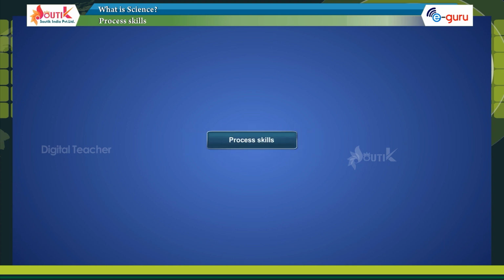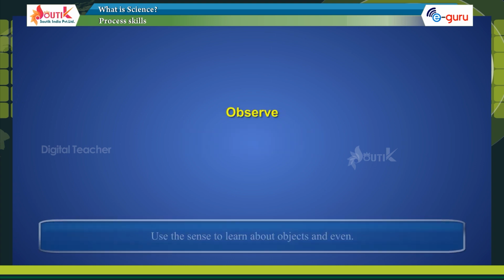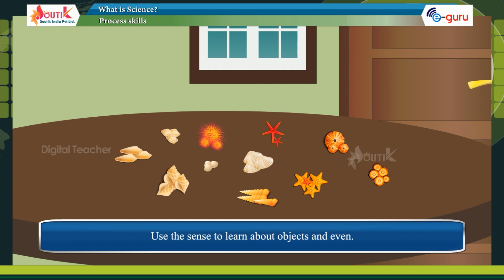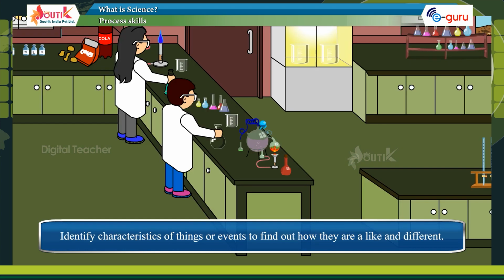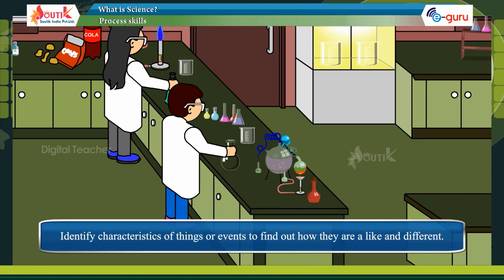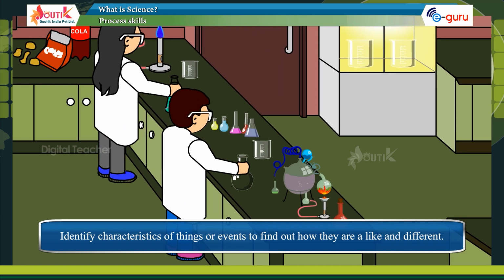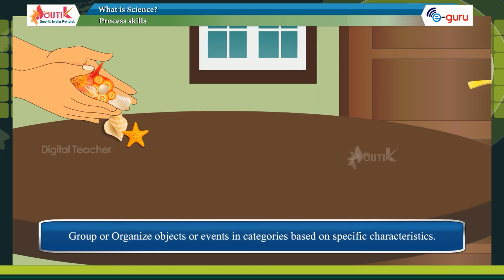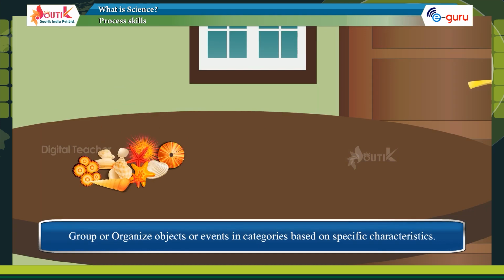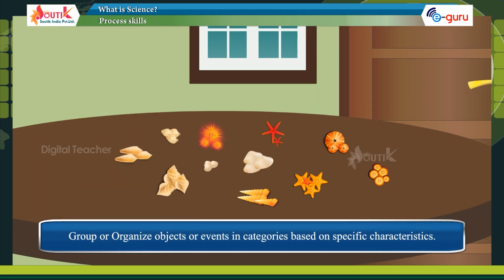Process skills. Observe: use the senses to learn about objects and events. Compare: identify characteristics of things or events to find out how they are alike and different. Classify: group or organize objects or events in categories based on specific characteristics.